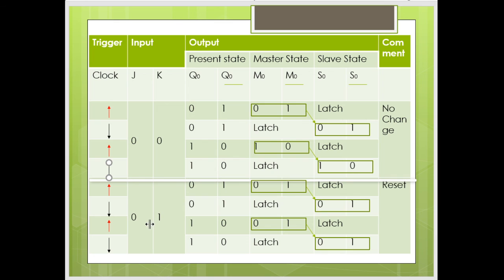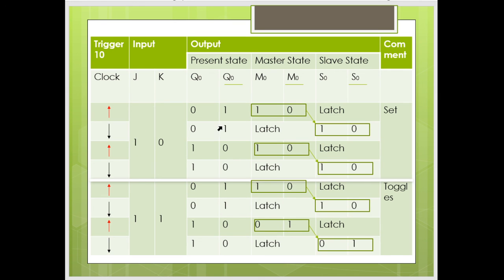Now, in a similar way, if J is 0, K is 1, the master's clock appears at the positive clock cycle. Let's suppose the previous output was 0 and 1. The master will latch the 0 and 1 as a reset condition. Since J is 0 and K is 1, the reset condition is followed by the slave. Even if the previous output was 1 and 0, the master will make sure the output is 0 and 1, since the input is J equal to 0 and K equal to 1. That means a reset condition for the JK flip-flop on the master side, which will be followed by the slave state.